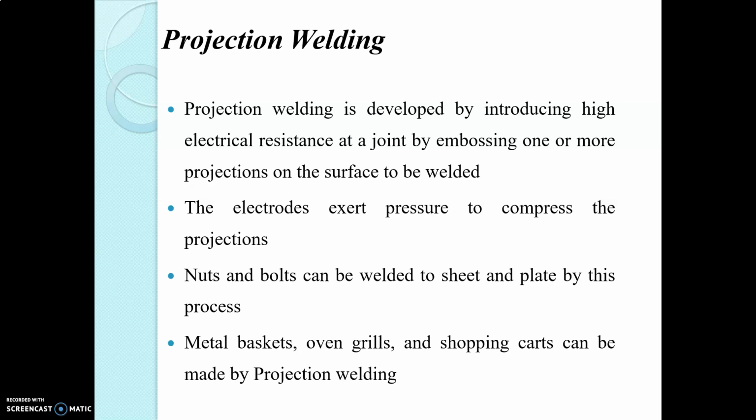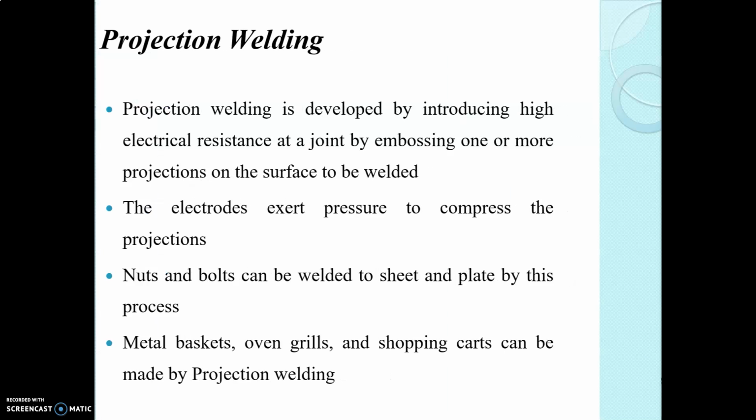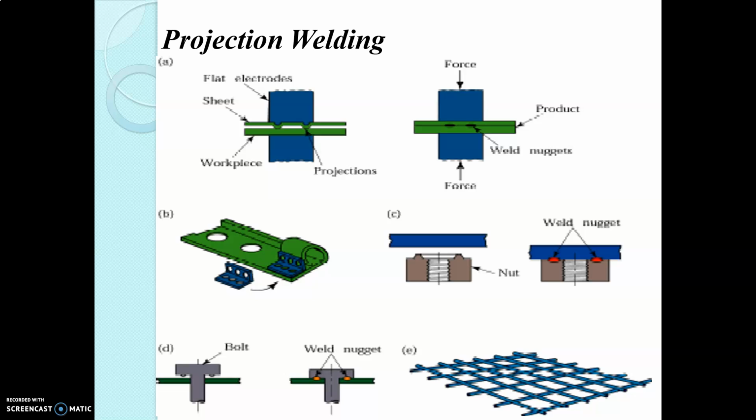Nuts and bolts can also be welded to sheets and plates by this process. Also, metal baskets, oven grills and shopping carts can be made by this kind of projection welding, which is shown here with the diagrams. Like electrodes are there, then bolts are joined. So this is all about electric resistance welding and its types: spot welding, seam welding, and projection welding. Thank you.